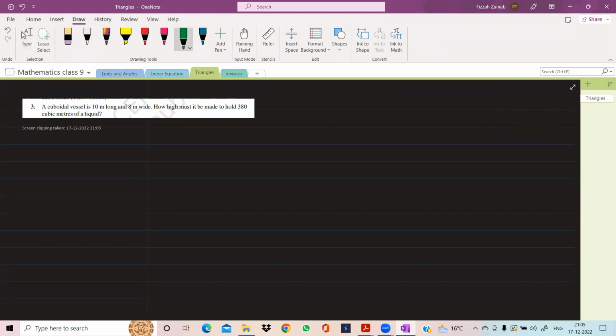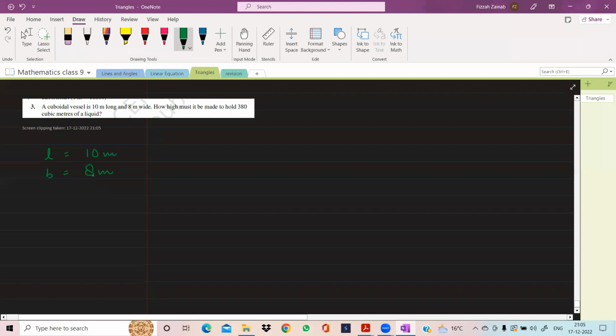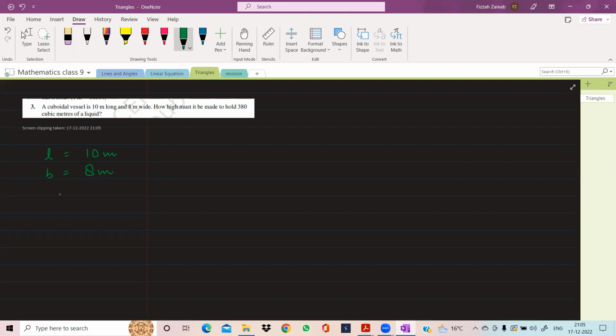Right. A cuboidal vessel is this. Something is given here. Length is 10 meter and 8 meter wide, so breadth is 8 meter. How high must it be made to hold 380 cubic meters of liquid? So height you have to find and volume is already given.